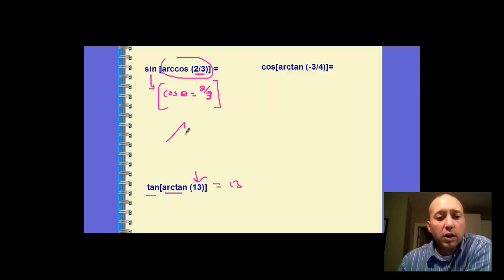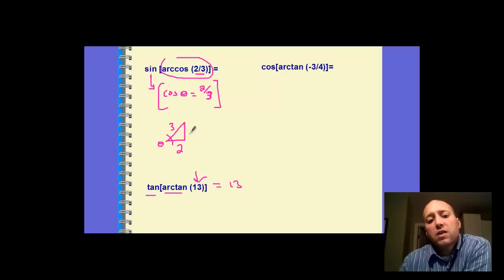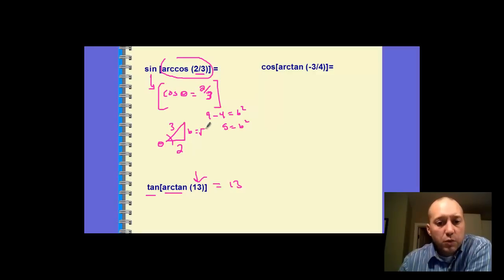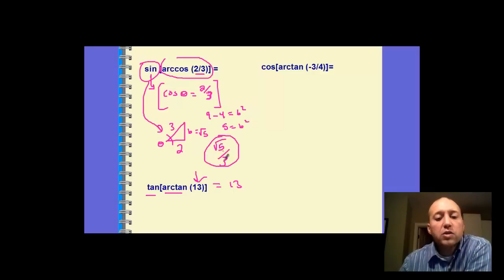So if I draw a triangle here, where I'm finding the cosine of theta, so cosine of this angle, and cosine is the adjacent over hypotenuse. Then I can find this other side using Pythagorean theorem. So that's going to be 9 minus 4 equals this side, I'll call b squared. So that's going to be 5. So b is going to be the square root of 5. And so if I want to find the sine of this triangle, the sine of this theta measure is the opposite over hypotenuse, which is going to be root 5 over 3. So this is going to be the fraction for the sine of this arc cosine 2/3.